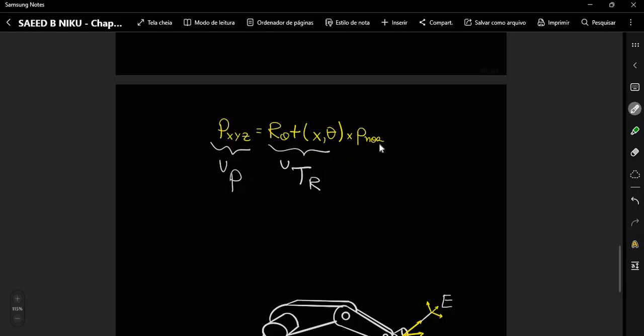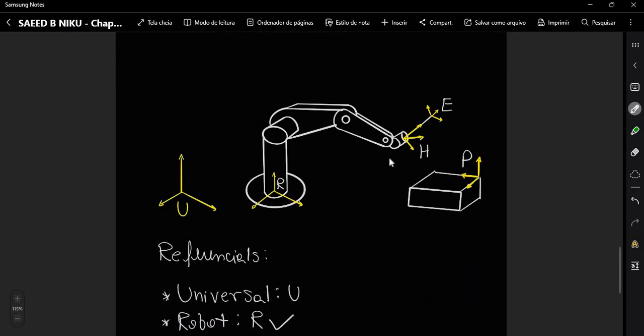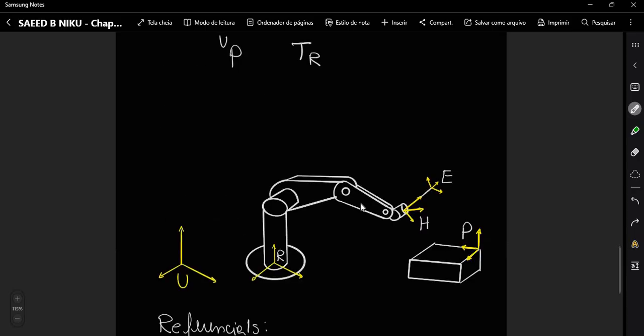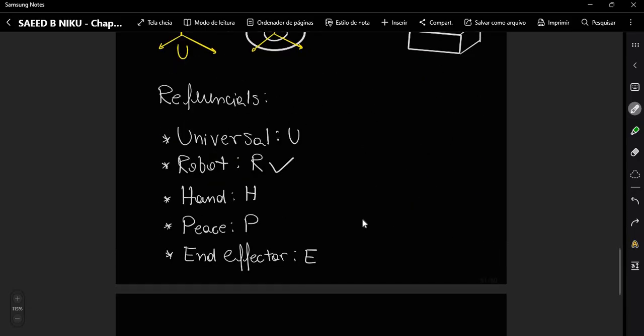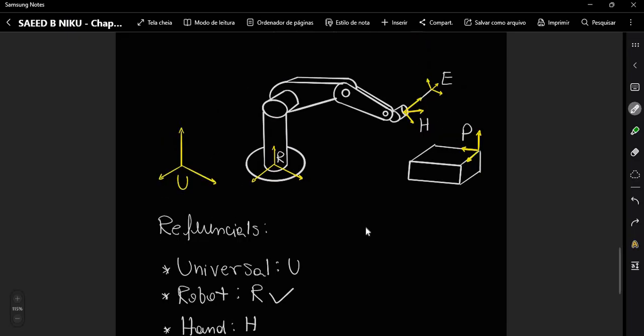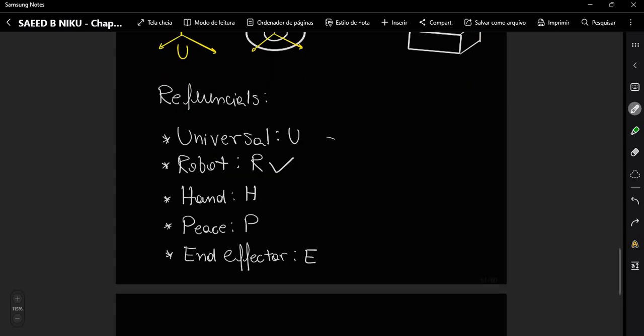So it is the transformation of the referential with respect to the universe. And I have already some examples right here. So we have these notations: U for universal, R for robot, but these are all referentials. So the referential of the robot, the universe referential, the referential of some piece, the referential of the end effector, and the referential of the hand of the robot. These are referentials.